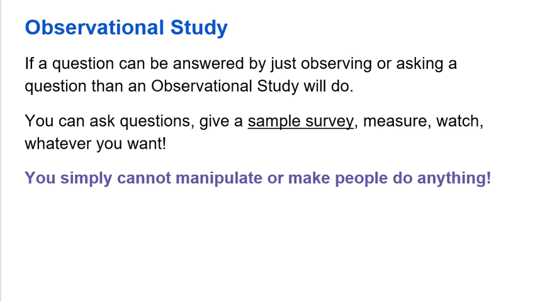Let's talk about an observational study first. If a question could be answered by just observing or just asking a few questions, then it's an observational study, or an observational study will do the trick. Again, if all you want to do is ask or observe, that's observational. So you can ask questions. You could give a sample survey. A sample survey is a survey that you give out where people fill in. You ask somebody a bunch of questions through a survey. That's a sample survey, pretty obvious.